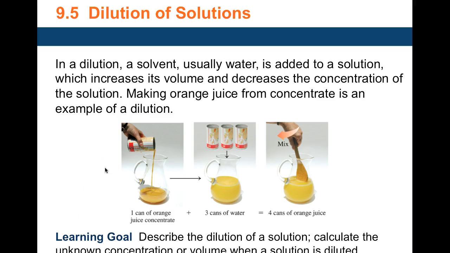Section 9.5 deals with dilution of solution. So dilution, as you can see here in the picture, if you have a very concentrated solution like an orange juice concentrate, what you're basically doing is changing its concentration by adding water to it. So you're making it less concentrated and you're diluting it by adding cans of water. All right, so the same principle applies. If you have a stock solution which is very concentrated, you add water to it and you make it less concentrated, and that's the principle of dilution.